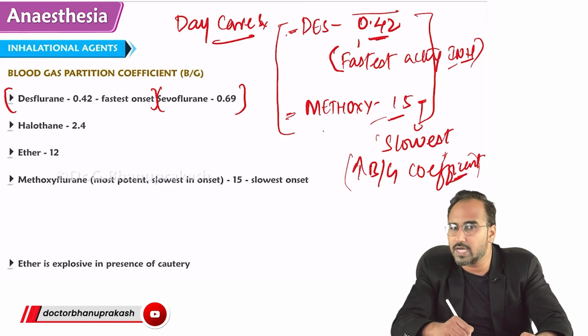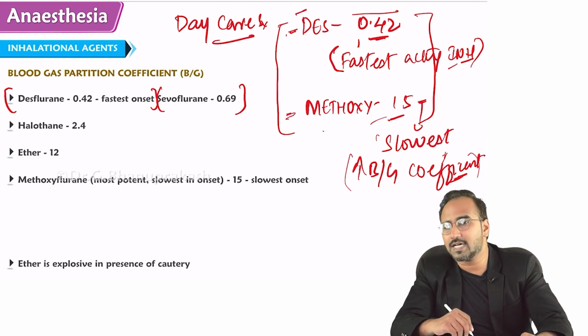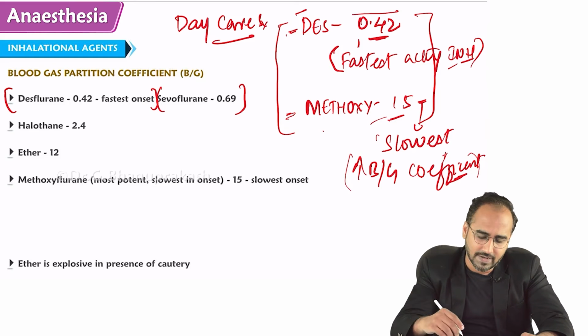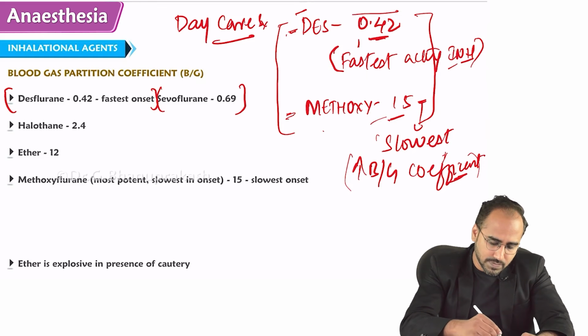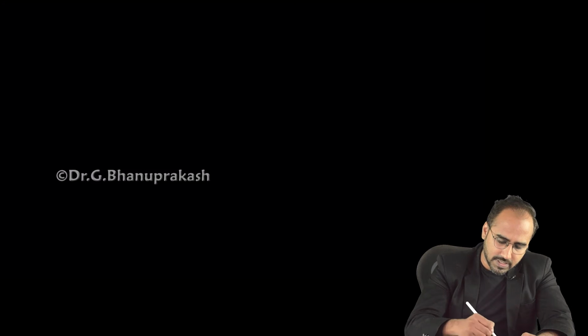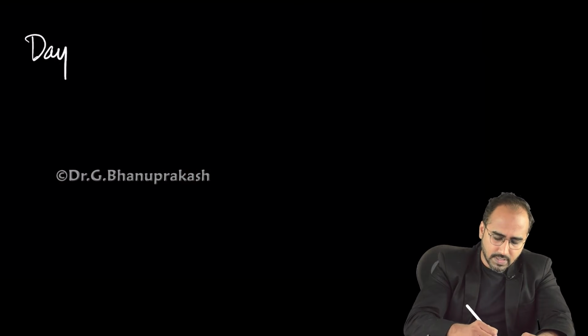So remember, what will be the answer? For daycare surgery, sir, I will use Desflurane. Why, sir? Why will you use Desflurane? Because it has rapid onset and rapid recovery, right? So remember guys, if the MCQ is asking you how you will give general anesthesia to a daycare surgery patient, your answer should be what?